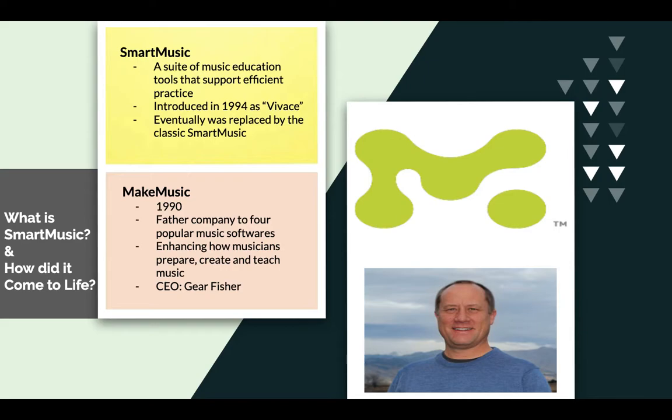And how did Smart Music come to life? Well, it is a product of the company Make Music, which was founded in 1990. Make Music's approach is to provide technology, content, and web services to musicians as a way to enhance how they prepare, create, and teach music. Make Music serves as the father figure of four music software products: Garritan, which is a provider of quality virtual instruments; MusicXML, which shares sheet music files between applications and creates an archive library for sheet music files; Finale, which gives musicians complete control while creating any musical notation they can imagine; and Smart Music, which we're focusing on in this presentation.